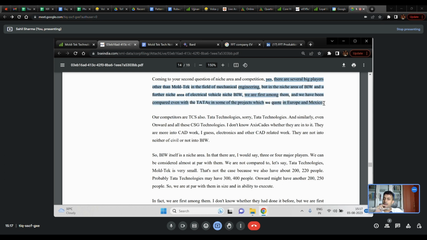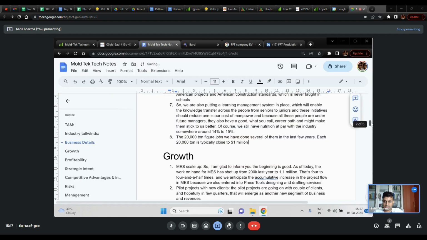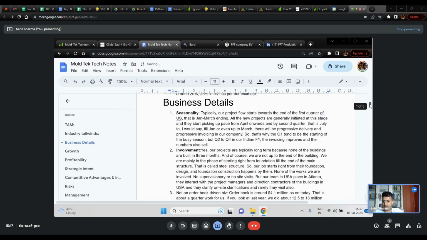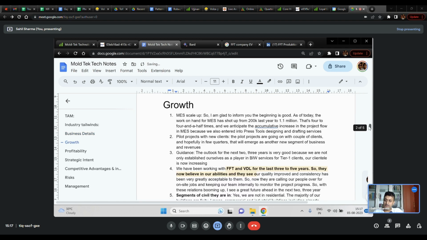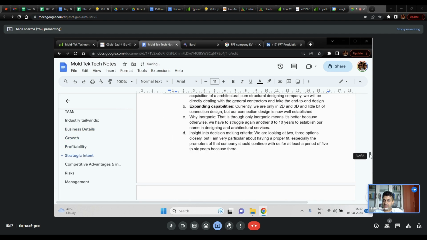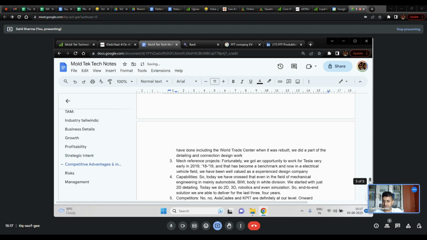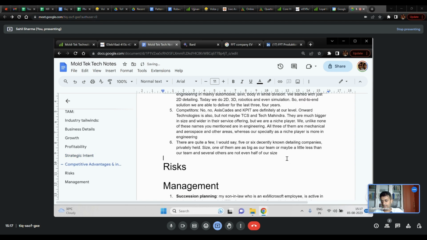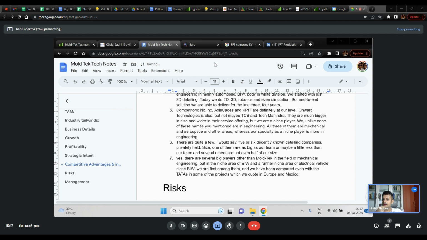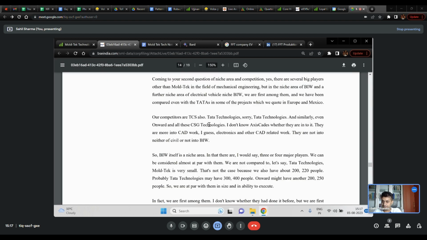He's saying that in the niche area of electrical vehicle niche body in white, we are among the first, and we have even been compared to Tatas in some of the projects which we quote in Europe and Mexico. This is telling you about the competitive advantage and the general stack rank of these companies, and basically how they compare to each other.